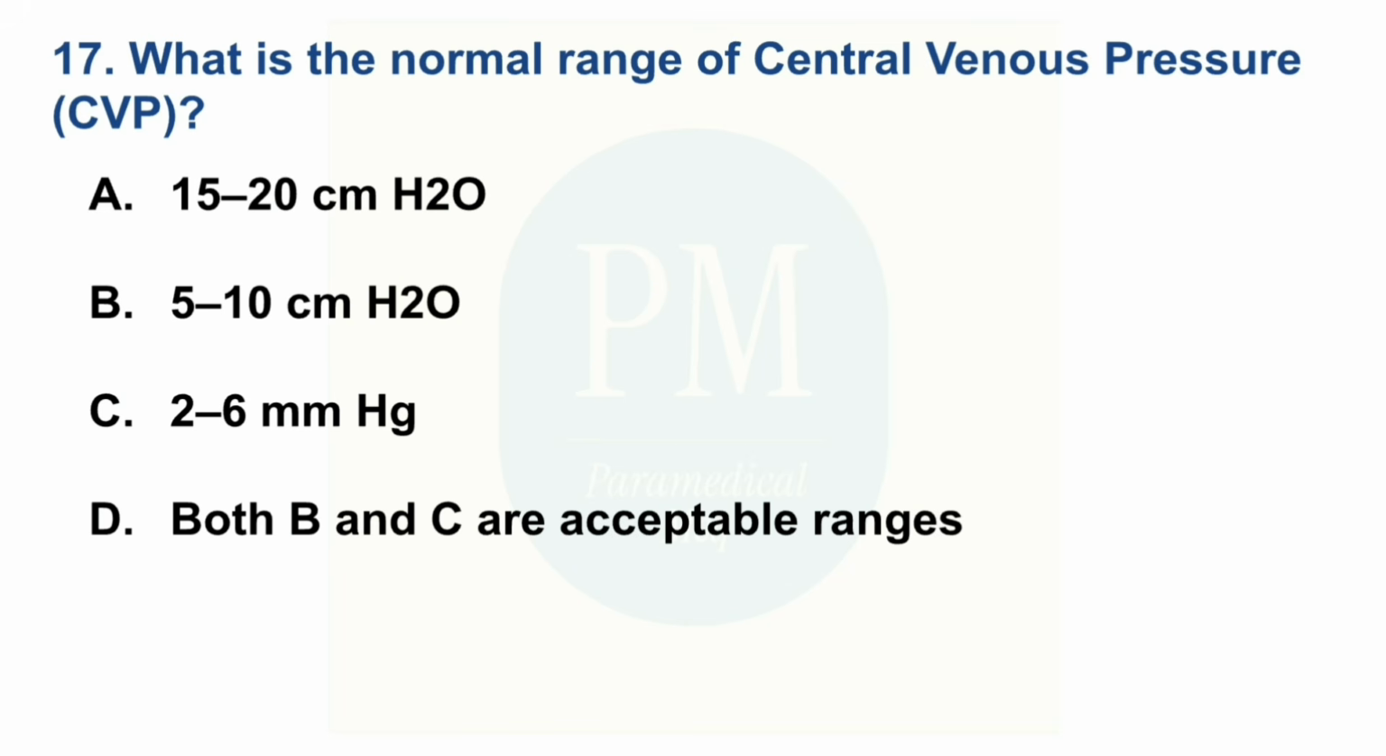What is the normal range of central venous pressure, CVP? Option A, 15 to 20 cm H2O. Option B, 5 to 10 cm H2O. Option C, 2 to 6 mm Hg. Option D, both B and C are acceptable ranges. The correct option is option D, both B and C are acceptable ranges.